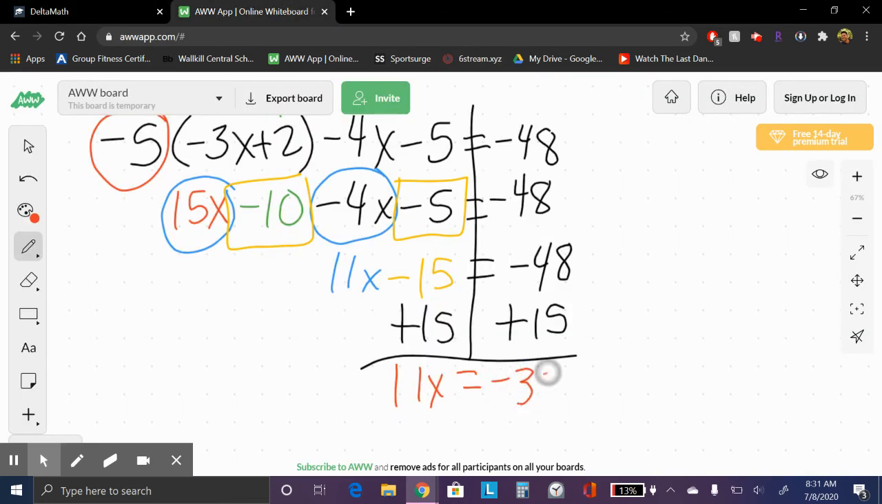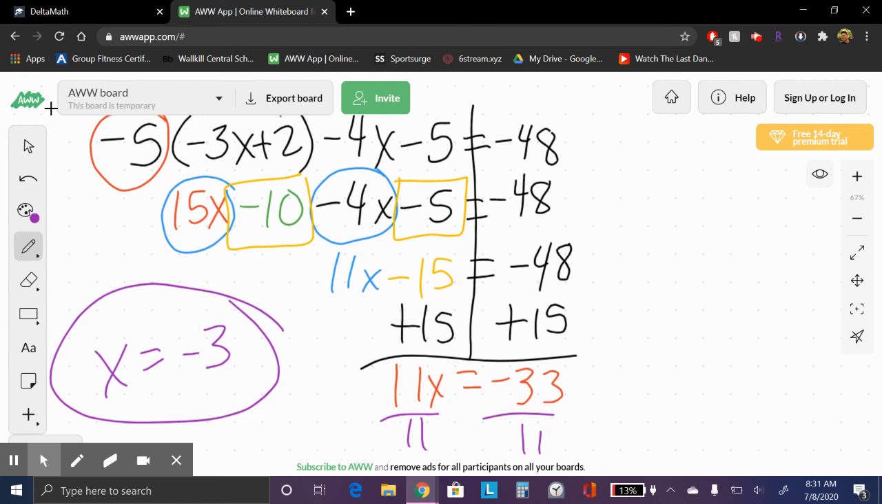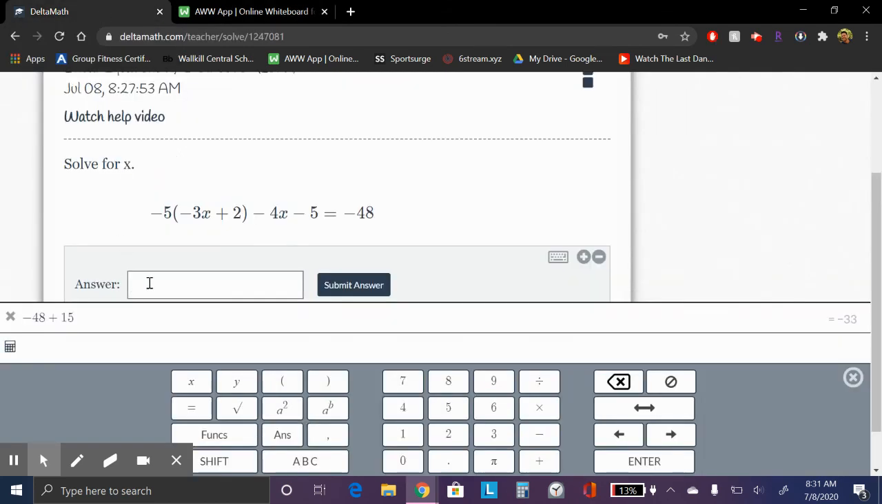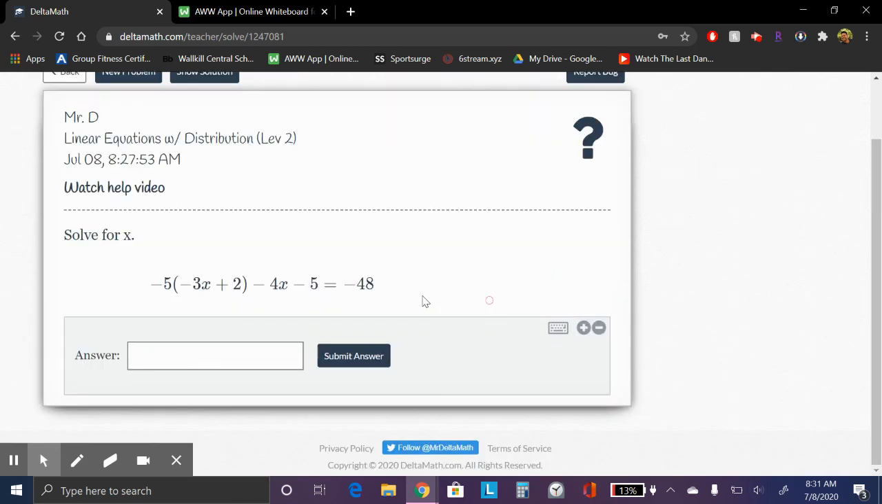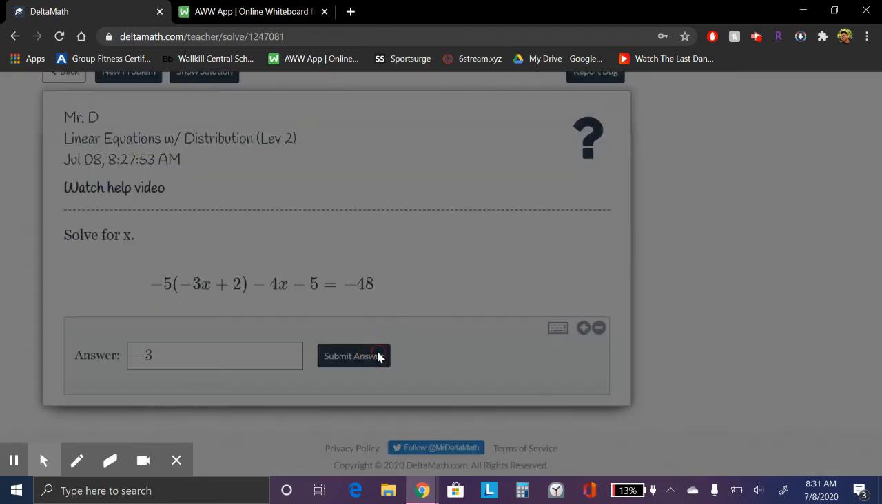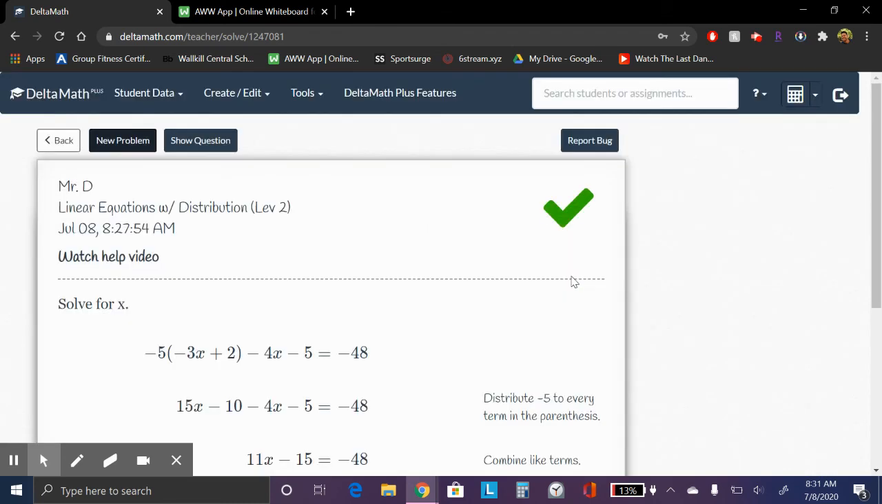That's nice, because when I divide both sides by 11, it's going to come out to a nice integer answer, which is x is negative 33 divided by 11 is negative 3. So in our DeltaMath, we're going to put in negative 3. We don't need this calculator anymore. Negative 3, submit it. Yes, awesome.